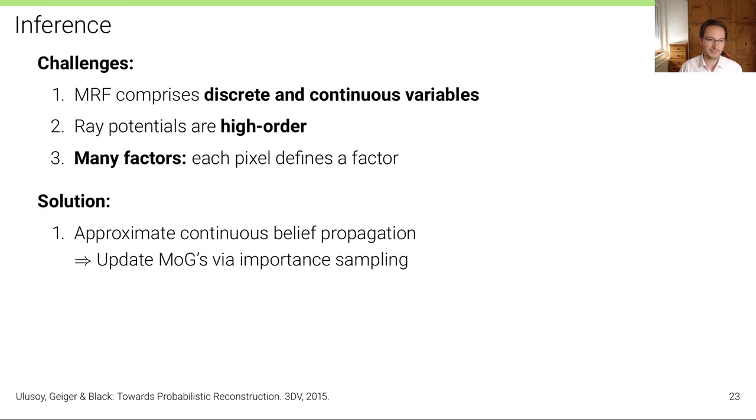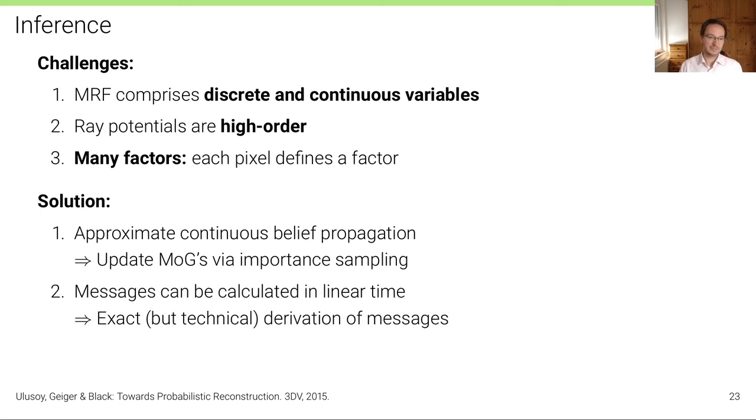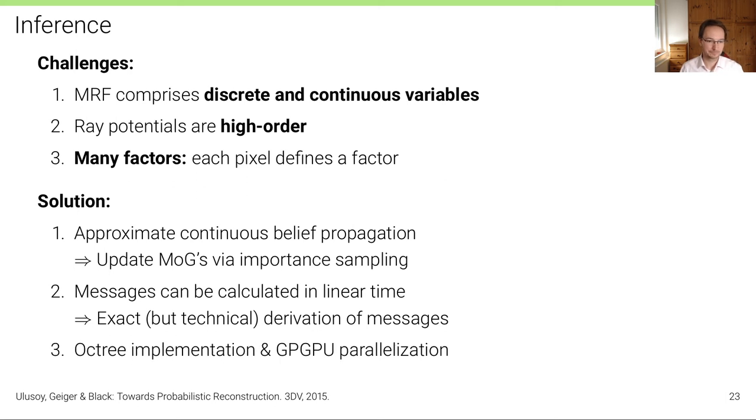Now the solution to this is that the continuous problem we can tackle by approximating the messages using continuous belief propagation, where we keep distributions in terms of mixture of Gaussians and update them via importance sampling. So this is something that I haven't shown, but it's something that you also find in the paper. And then the messages can actually be calculated in linear time, as I already mentioned, and there is an exact derivation of these messages, but it's quite technical.